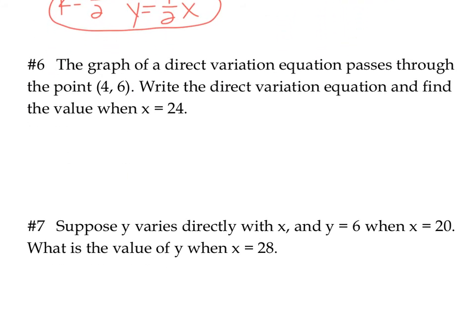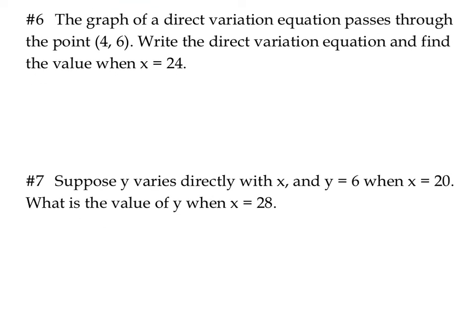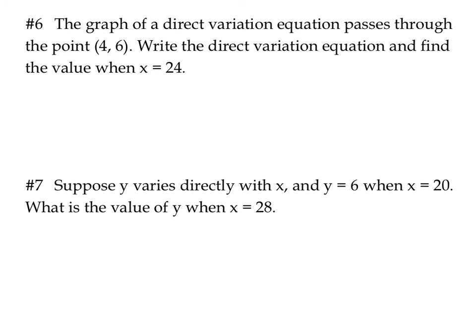Another couple ways that these can be presented where we want to find that constant of variation. Number 6 talks about the graph. We don't even have to see a graph here. If we know it goes through the point (4, 6), that's an x and a y value. So right here we have an x and a y value. We want to write the direct variation equation using those so we can find our constant of variation.